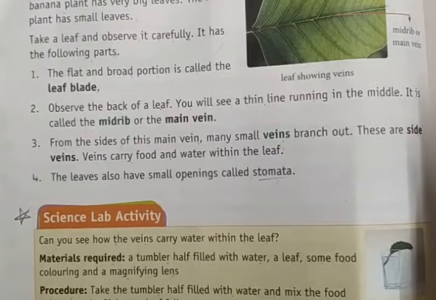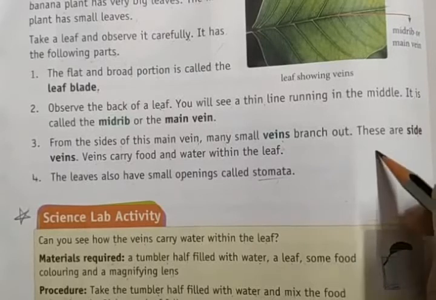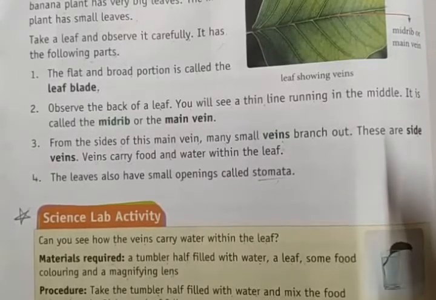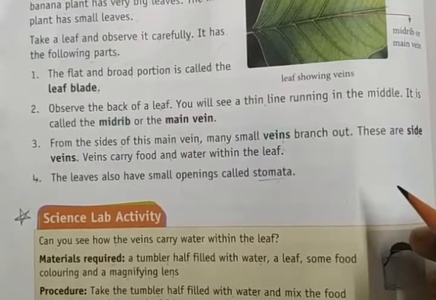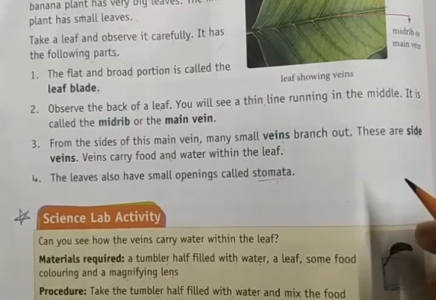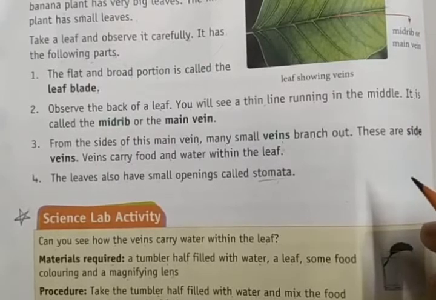The leaves also have small openings called stomata. With the help of stomata, the leaf takes in sunlight. That is, photosynthesis happens due to the sunlight.